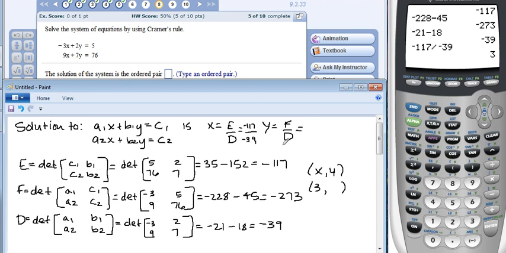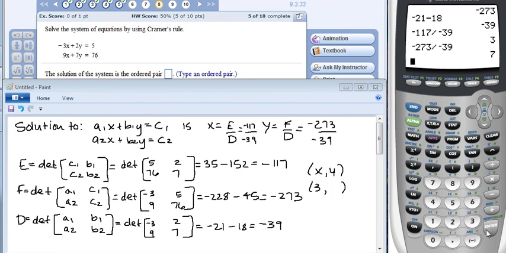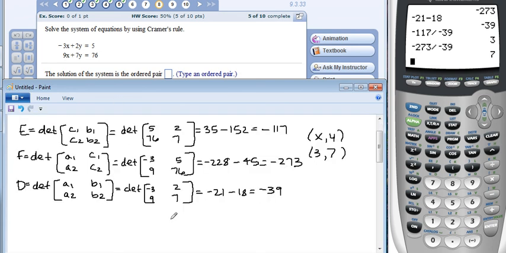We're going to calculate out F, which is this one, negative 273, over D, which is negative 39. We get negative 273 divided by negative 39, 7. There's my answer. A little longer, I would say, but it's just another way. Let's check it. Let's see if that works.